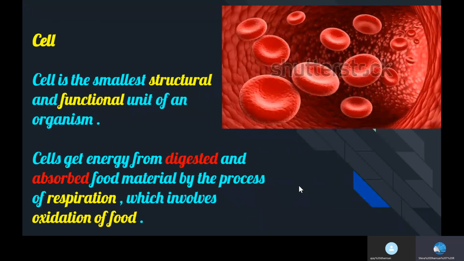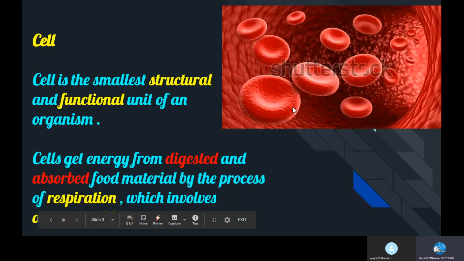Cells. The cell is the smallest structural and functional unit of an organism. Each cell of an organism performs certain functions such as nutrition, transport, excretion, and reproduction. To perform these functions, the cell needs energy. Even when we are eating, sleeping, or reading, we require energy.